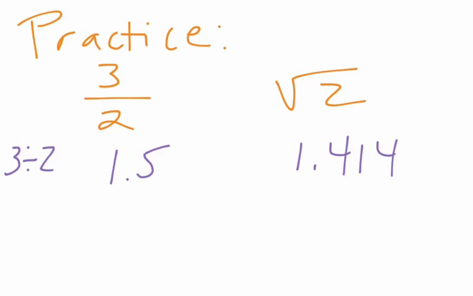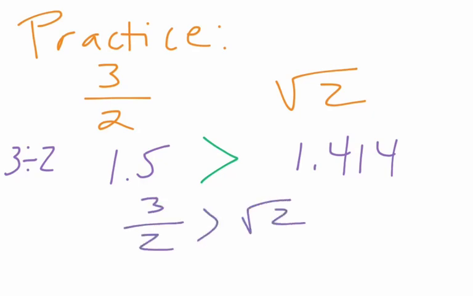The number on the left is bigger, and so we open it to the left, and when we read it from left to right, because it's oriented this way, we'd say 1.5 is greater than 1.414. Or if you want to go back to the original phrasing of the problem, you would say 3/2 is greater than the square root of 2.